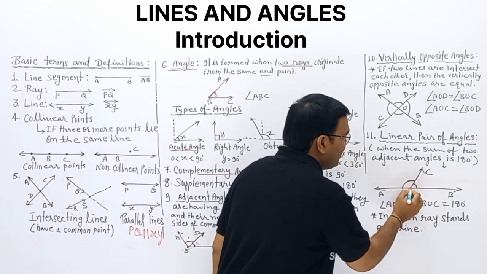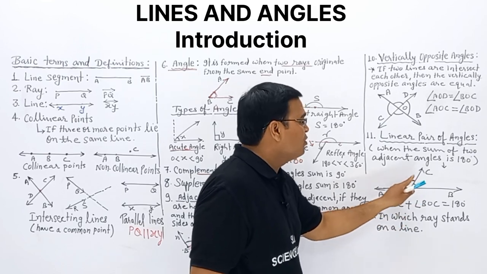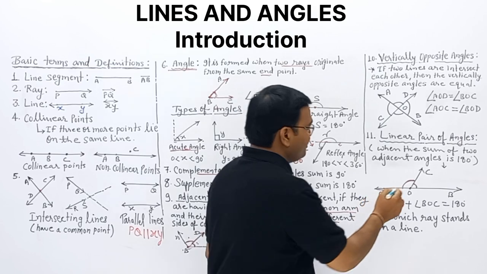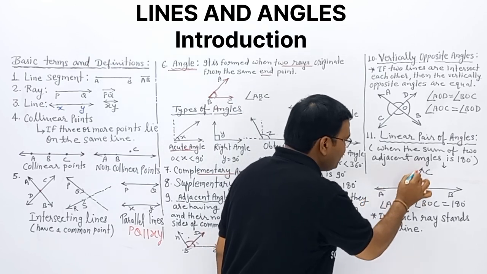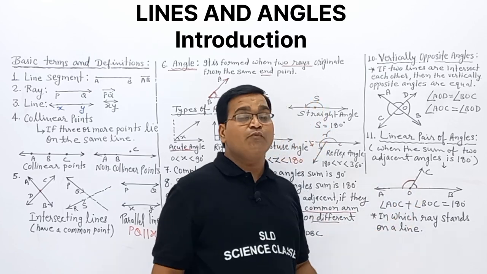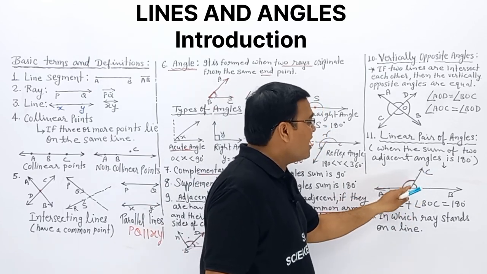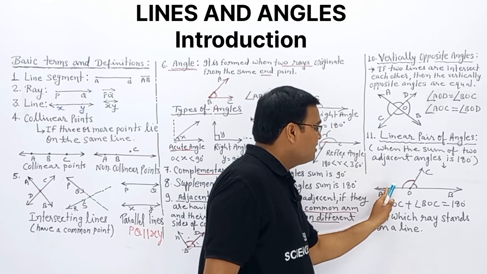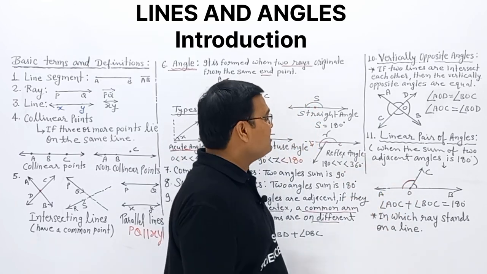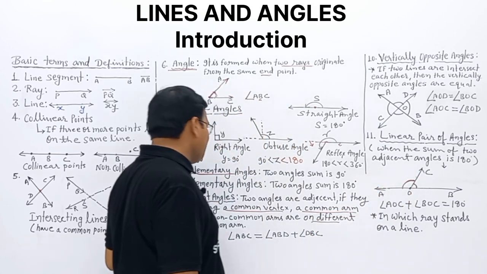For this angle we are having this vertex. It means for both angles we are having a common vertex, a common arm and non-common arms. This is the common arm. For these angles the non-common arms are on different sides of the common arm. So what can we say? This angle and this angle will be adjacent. So, adjacent angles we studied.